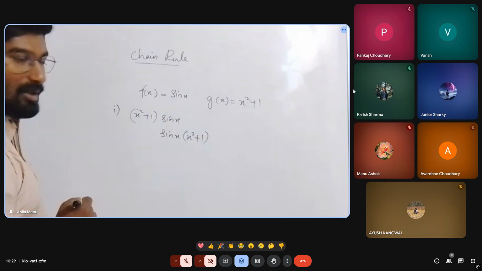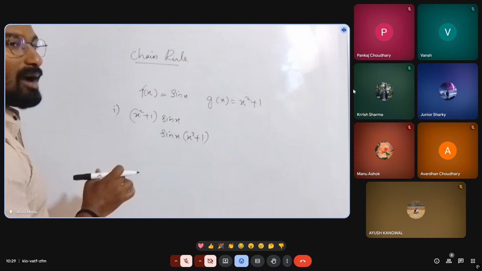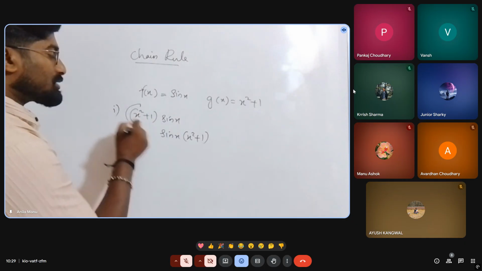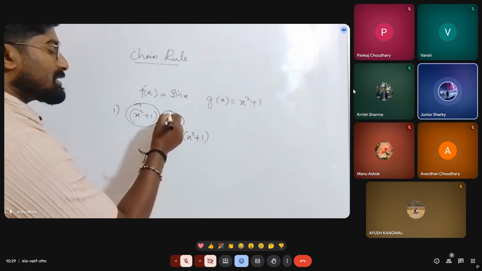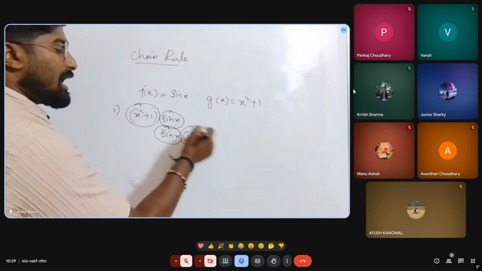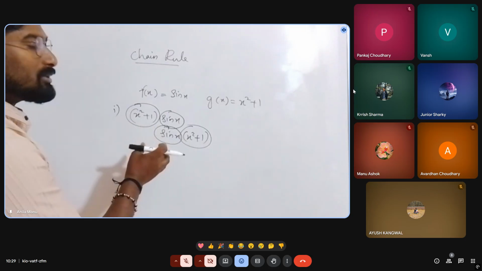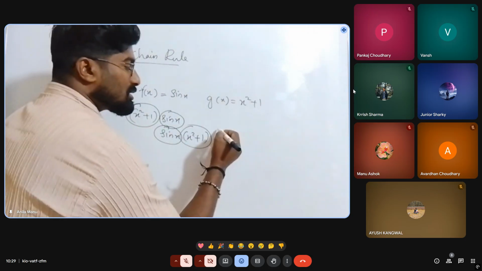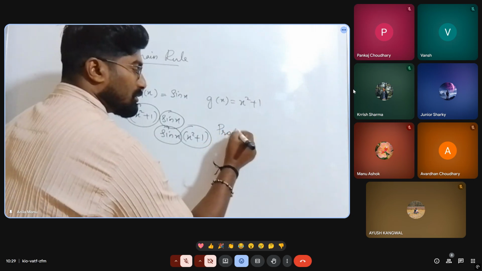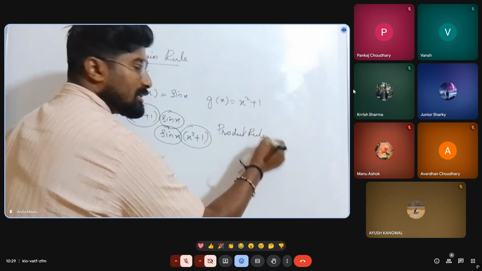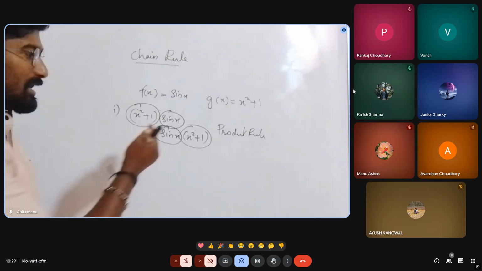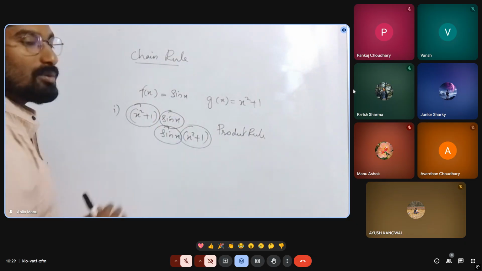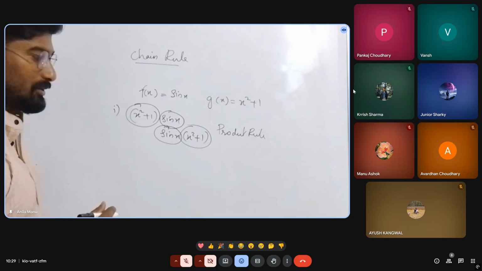Is it clear? Now you have to check, do we have two complete functions there? Yes, we have two complete functions. x square plus 1 is a complete function, sin x is complete. Here also sin x is complete, x square plus 1 is complete. If you have these kinds of two complete functions when you split, there you have to use what? Product rule. Got it? If you can split the given function into two, then that is going to be product rule to find the derivative.